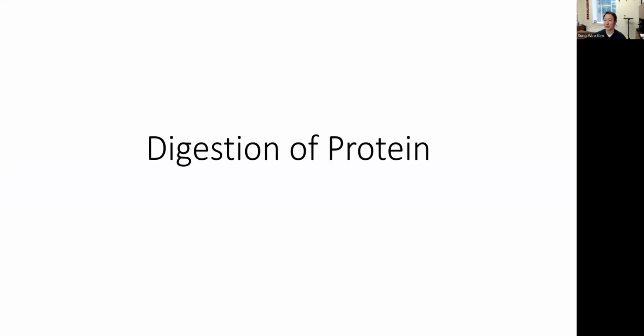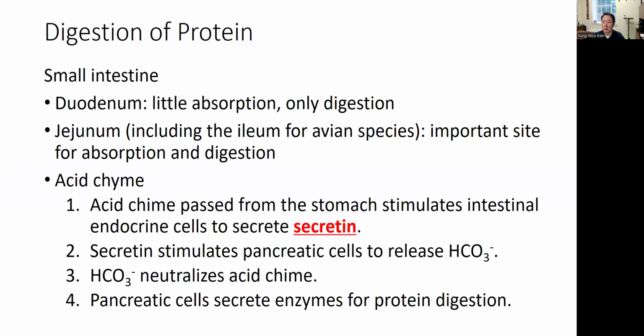Okay, protein digestion. Now we are moving to the small intestine, starting with the duodenum. Earlier I mentioned that the duodenum is the beginning part of the small intestine, and the pancreatic secretions feed into the lumen of the duodenum, and this is the location where just little absorption occurs, and some digestion is being studied.